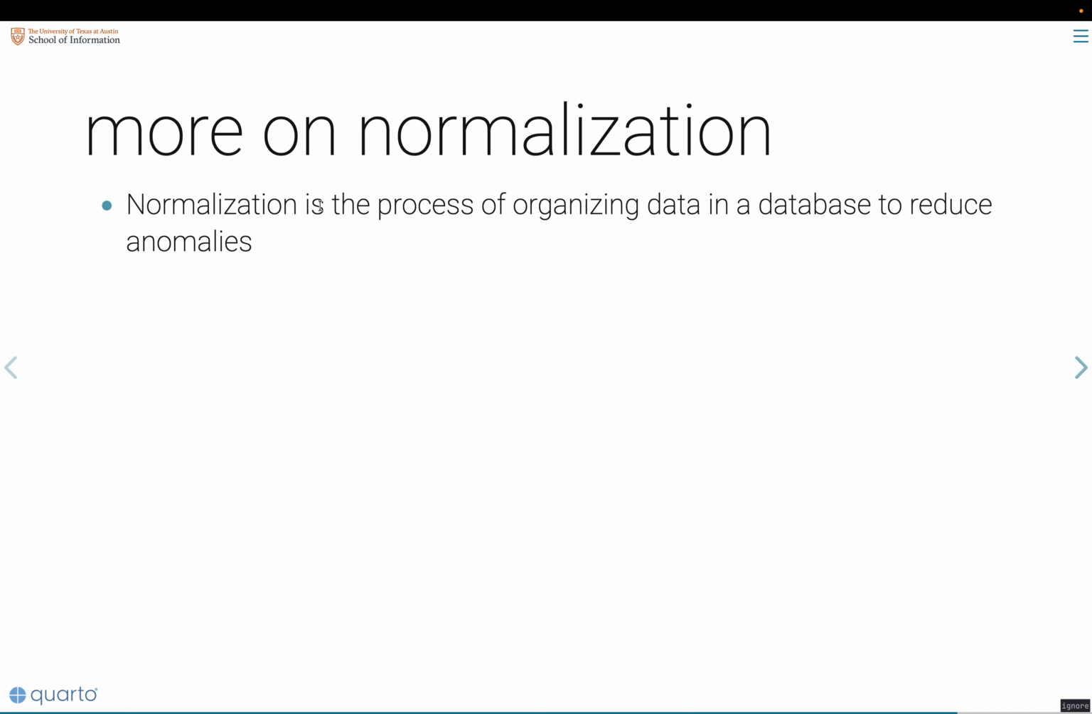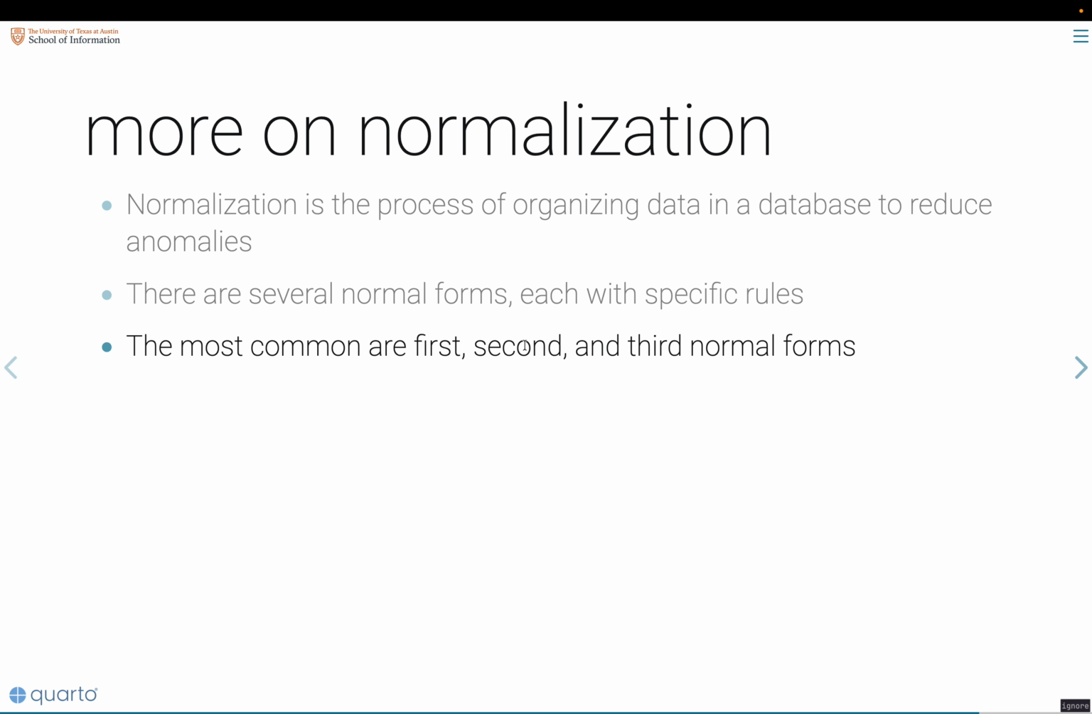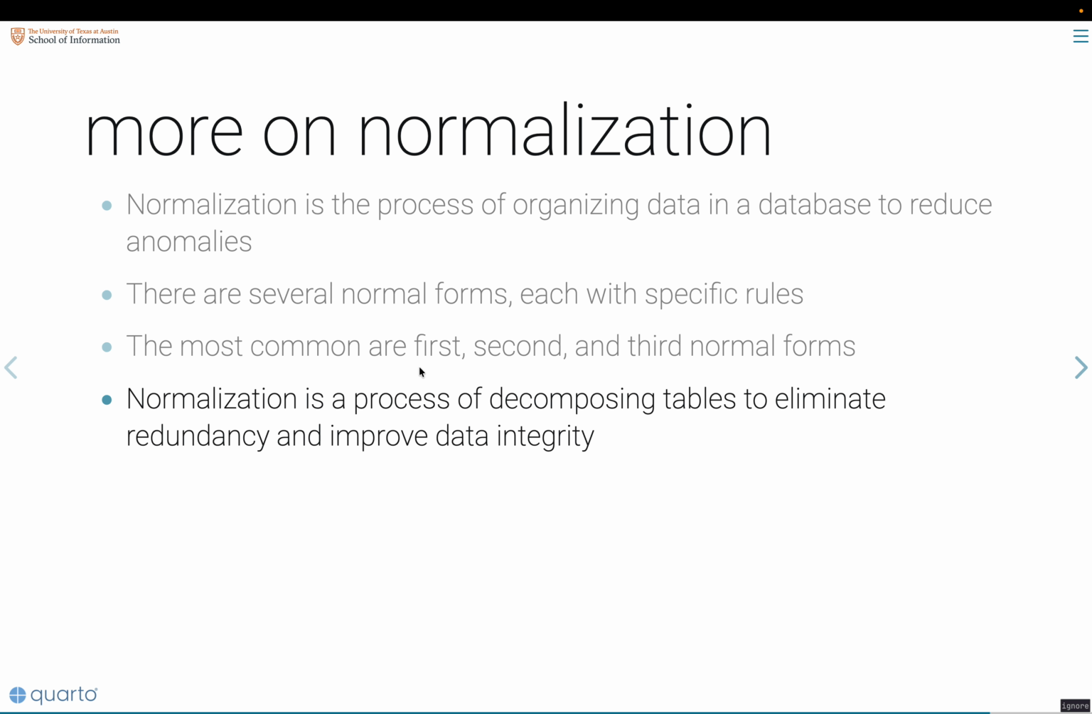So normalization is a process where we organize data in a database to reduce anomalies. There are several what are called normal forms, with each one having specific rules that we're going to learn in this class. A main component of this class is to learn first, second, and third normal forms. There are some other normal forms we'll mention, but we won't really learn them. And normalization is the process of decomposing tables to eliminate redundancy and improve data integrity.